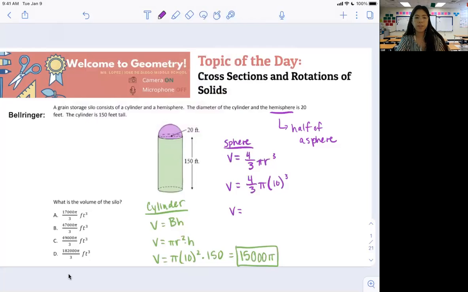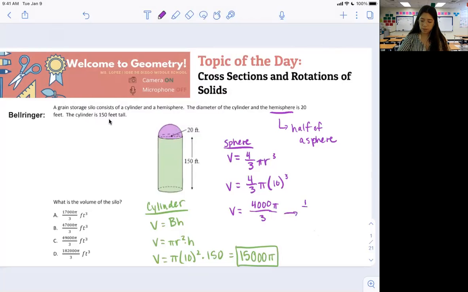Actually, it looks like all of these are fractions, so let's keep it as a fraction. So what do we get as a fraction? That's a decimal. Keep it in fraction form. This is 4/3 times 1,000. So that's going to be 4,000 over 3 pi. But now I need half of that.